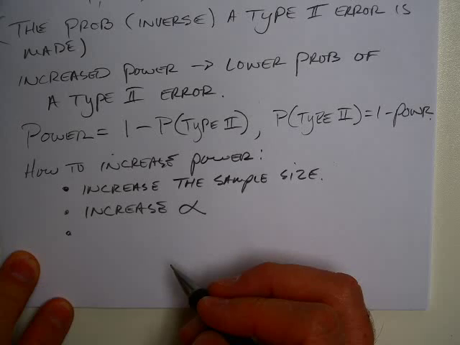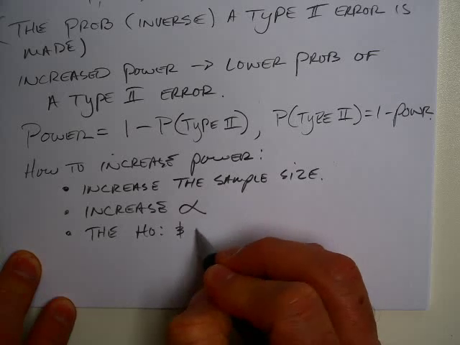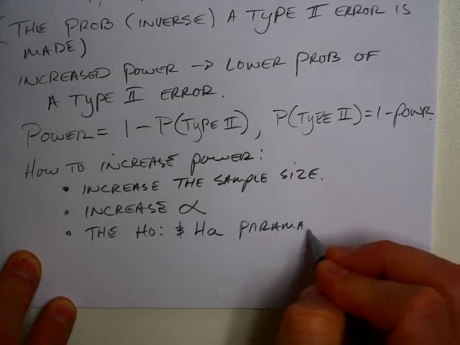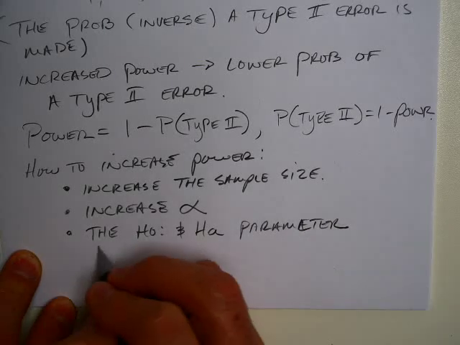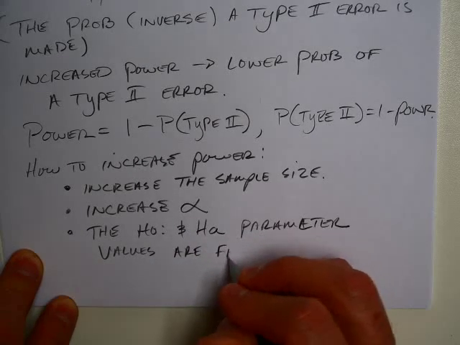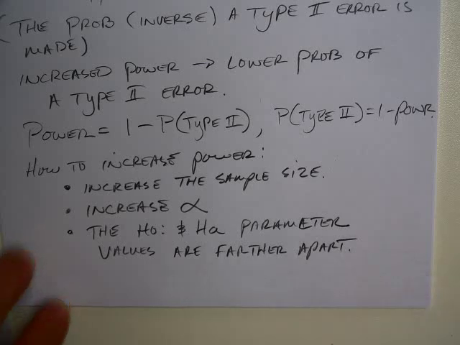And the last one is when the Ho and Ha, the null and the alternative hypothesis, parameter values, are farther apart. So maybe you change your alternative hypothesis and you run the test again with a slightly different change, a slightly different alternative. So those are the things to know about power. We'll look at a couple problems.